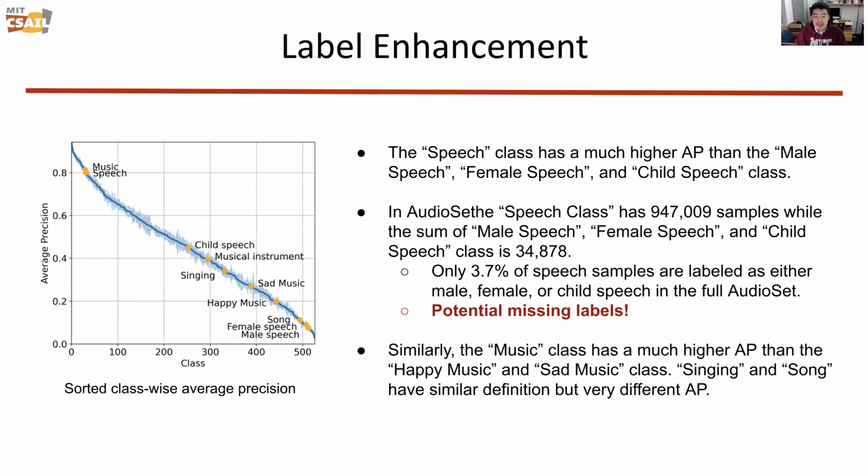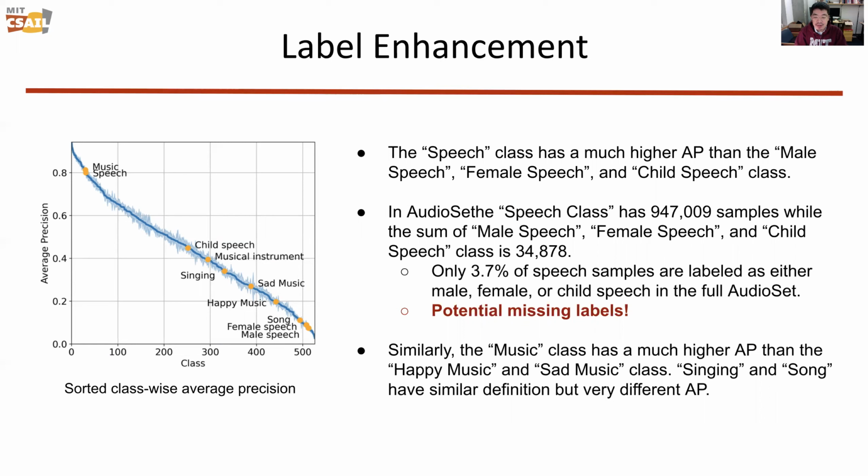Further, we found that in the AudioSet, the speech class has around 1 million samples, while the sum of male speech, female speech, and child speech only has about 34,000 samples. That means only 3.7% of speech samples are labeled as either male, female, or child speech in the full AudioSet. Ideally, the number should be around 100%, but it's actually 3.7%, which means potentially a large number of samples are missing labels.